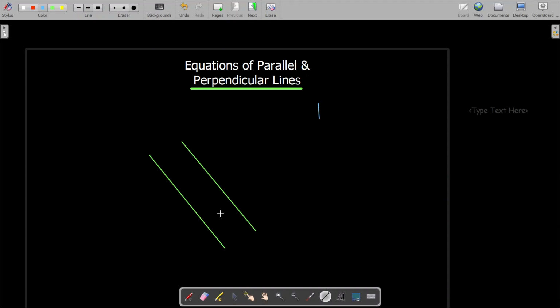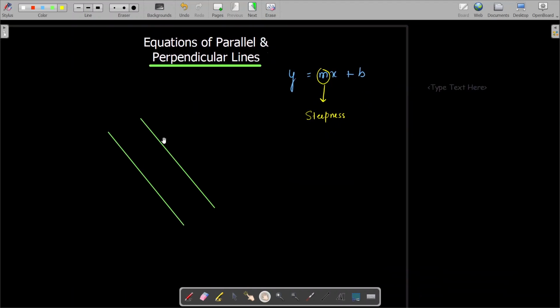equation of a line is given by y equals mx plus b. So y equals mx plus b. Now, what is the slope of a line? Slope actually tells us the steepness of a line, right? How steep the line is. Okay, but if you look at the parallel lines, both of these lines have the same level of steepness, right? So both of these lines are going to have the same slope.